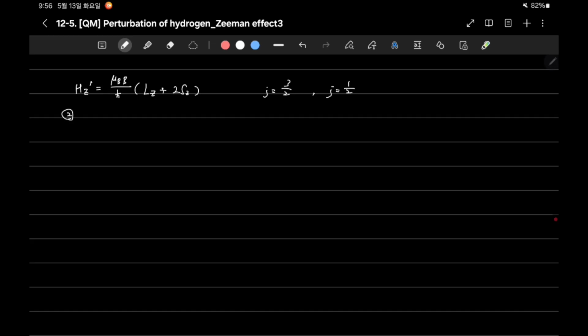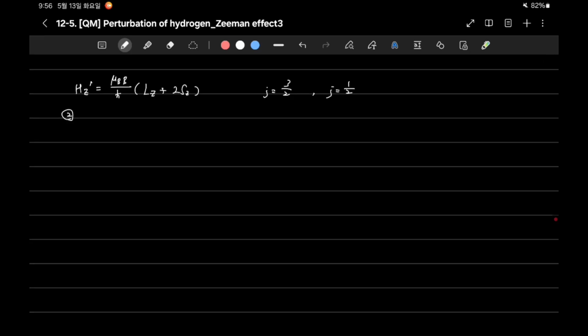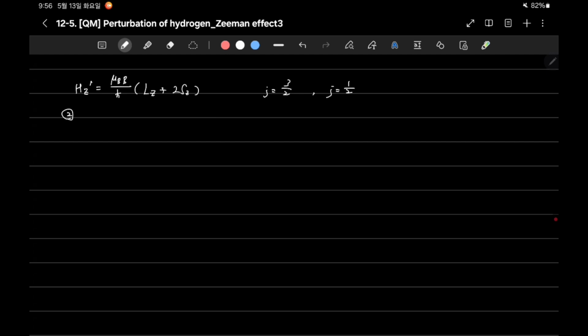Prior to proceeding with our calculation, let me introduce another theorem to calculate the matrix elements, the projection theorem. The projection theorem comes from the Wigner-Eckart theorem. I do not prove these two theorems, but I will write down the result of this theorem.